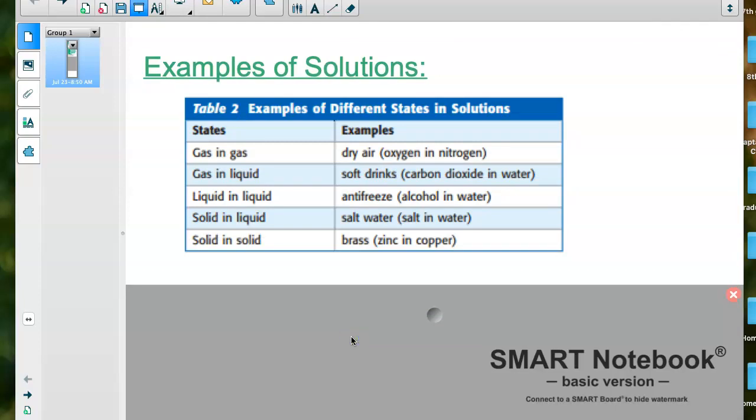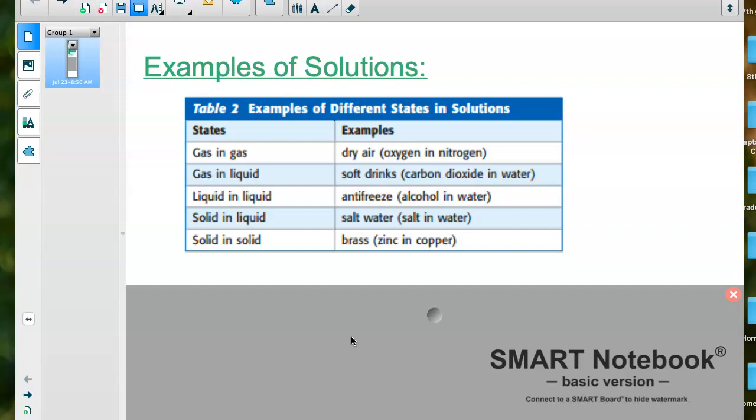These are kind of complex solutions, but there's pretty simple ones that we could talk about, right? A gas in a gas would be dry air, which has oxygen and nitrogen in it. Gas in a liquid would be soft drinks where we have carbon dioxide in a liquid, water, for example. I showed you my bubbly drink the other day. That's a great example. Liquid in liquid, antifreeze, which we put in our cars so that things don't freeze up, is alcohol and water. Solid in liquid, salt water, right? We put the salt, which is a solid, in the water. That's a mixture. It's not chemically combined.